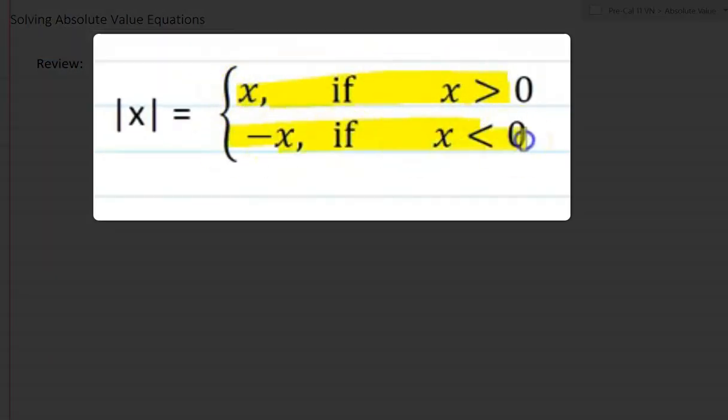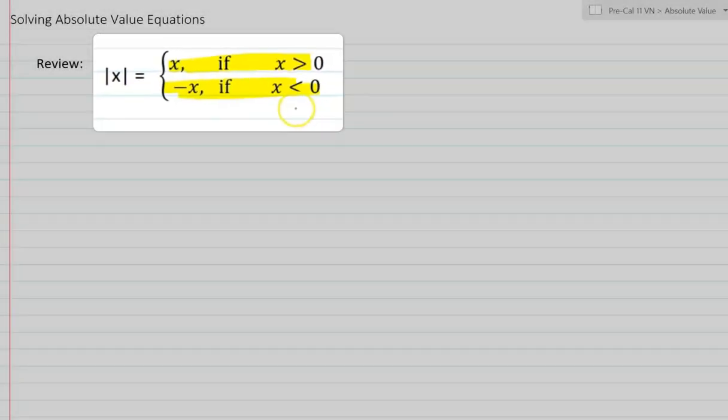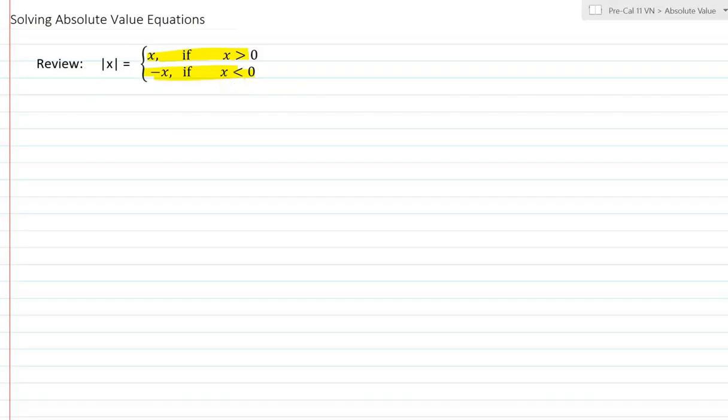If it turns out that x is positive, then the answer will be itself. But if x is negative, then to get a positive value, we have to multiply the negative value inside by a negative. That makes it a negative times a negative, so the final answer will be positive. So these two, x and minus x, both end up being positive values.